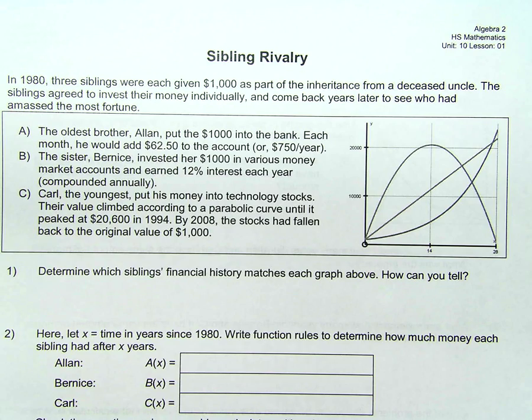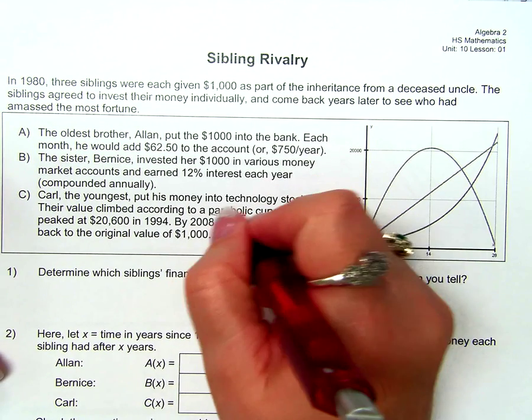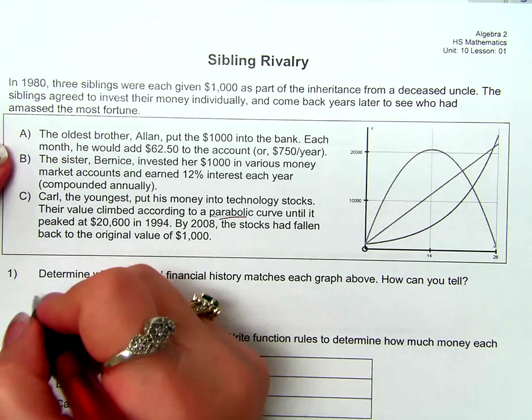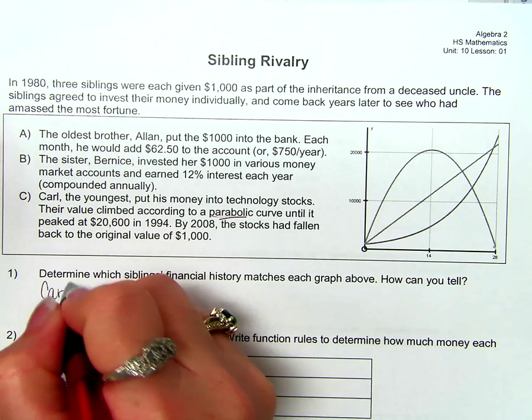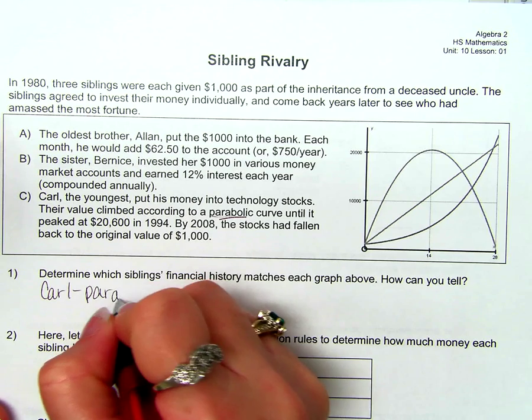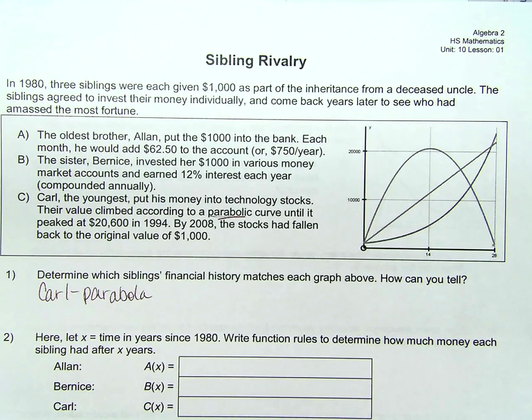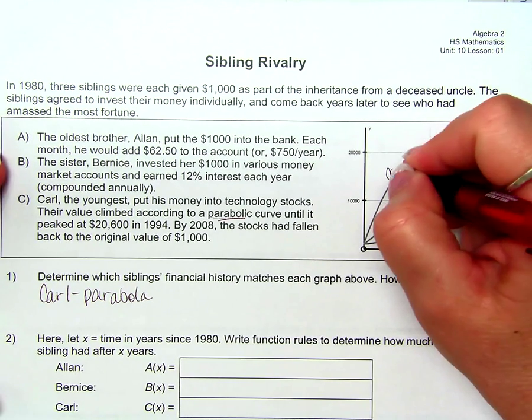Parabola is the easiest one to find because it says, right? According to a parabolic curve, it says. So Carl is the parabola. Okay, we have 2 other people, Alan and Bernice. So this is Carl.